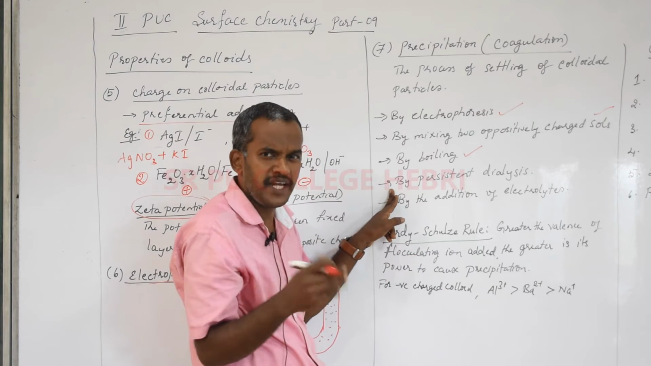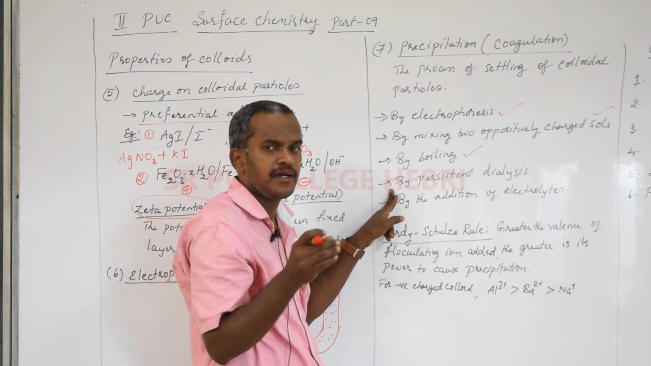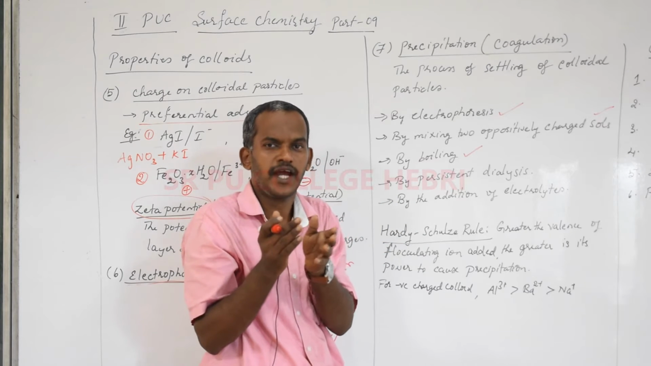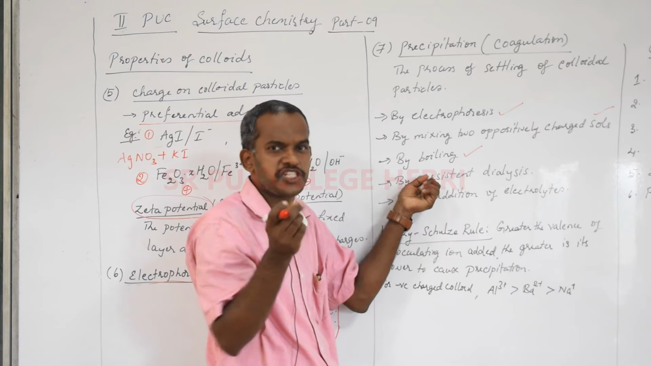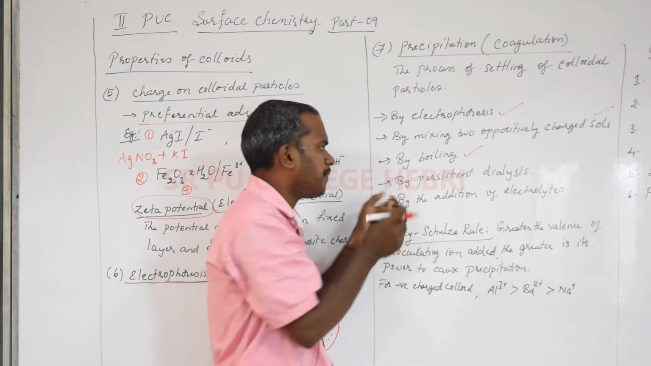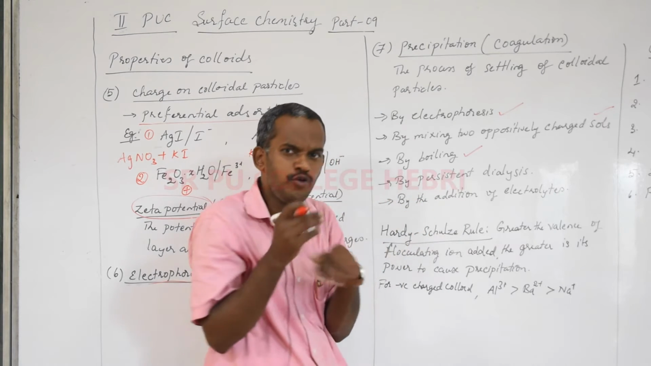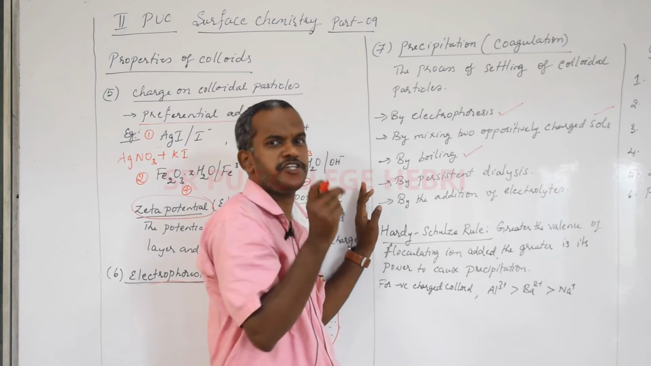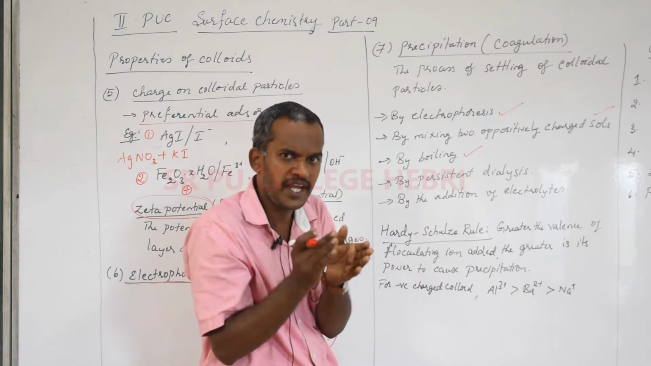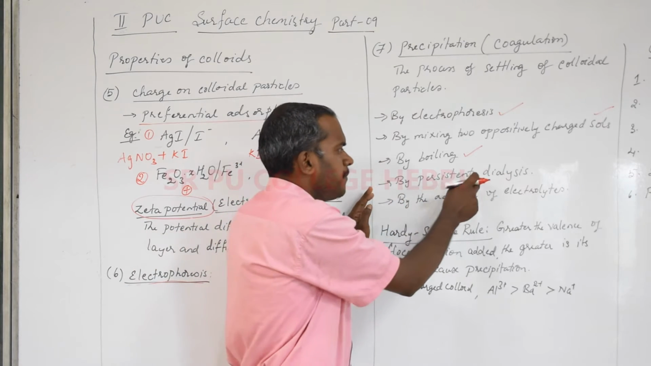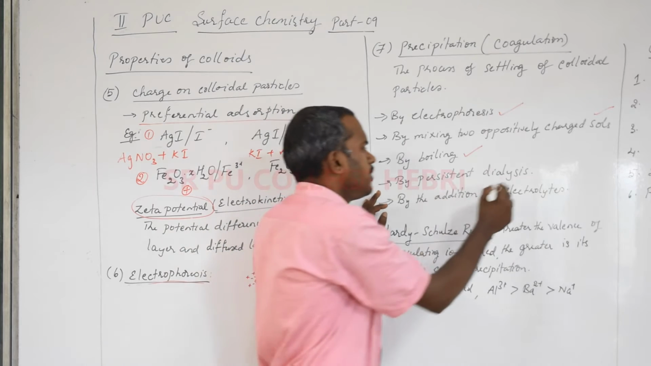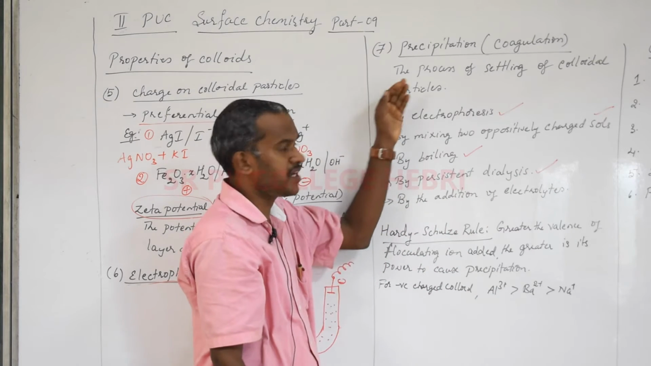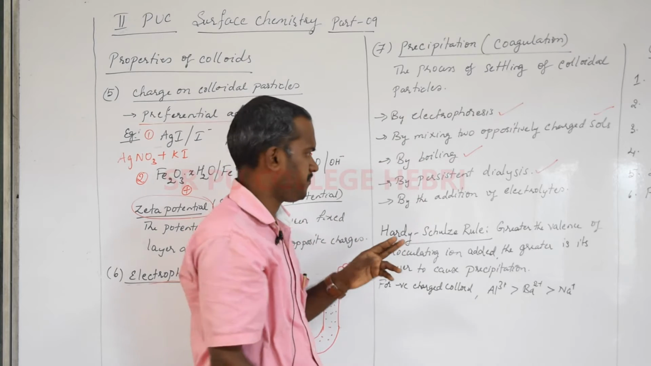If you do repeated dialysis, what happens is the dispersion medium particles will aggregate. Actually, we know that very small sized particles will separate from colloidal particles by dialysis, and if you do repeated dialysis, those very small particles of the dispersion medium also aggregate, and due to that aggregation, it will convert into precipitate. So persistent or repeated dialysis is also one of the causes for converting a colloid into precipitate.